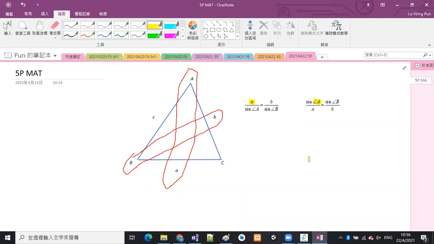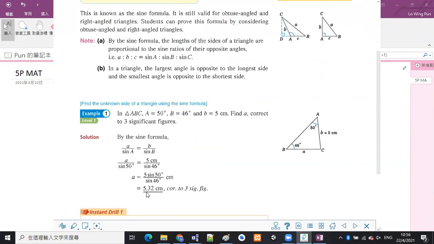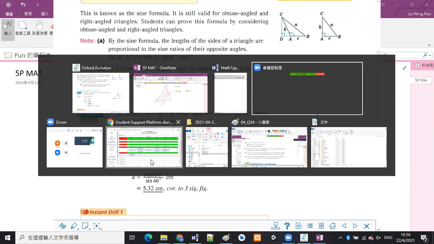Okay, let's go to some examples. Let me tell you the name. It's called the sine formula. So let's go to read some examples. Example 1.